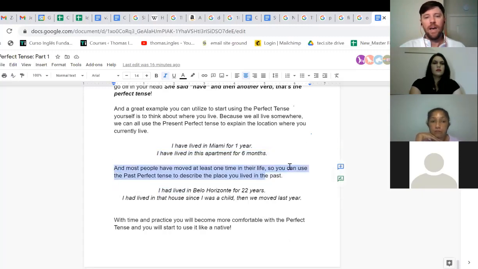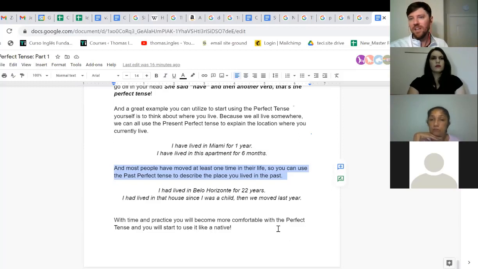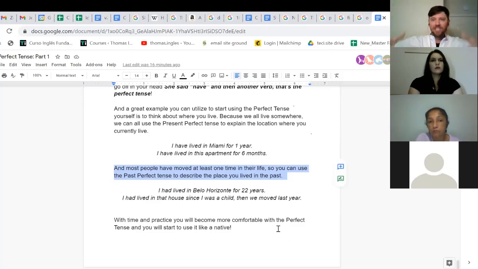And then the second part is that a maioria de nós já mudamos pelo menos uma vez na vida. Então, você pode usar para o past perfect. Podemos usar o present perfect para o lugar onde nós moramos agora, atualmente. E podemos usar o past perfect para o lugar onde nós moramos no passado. So, I had lived in Belo Horizonte for 22 years. Okay? Or I had lived in that house since I was a child. Then we moved last year.